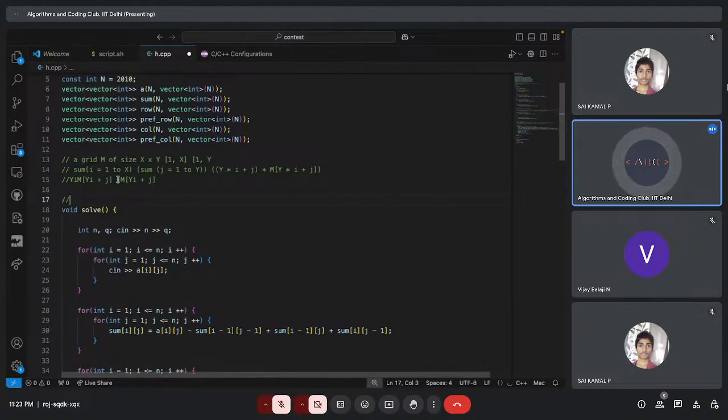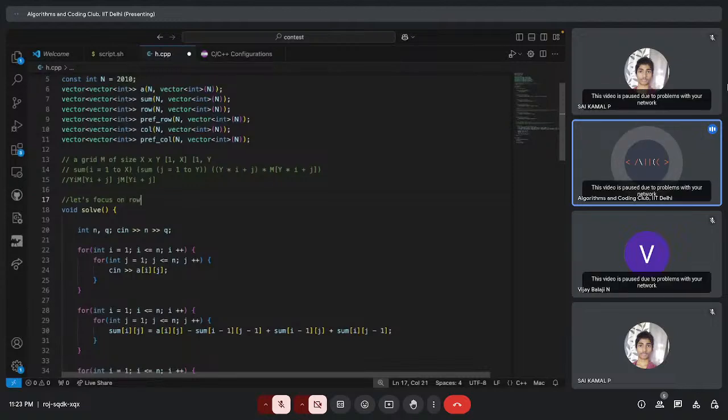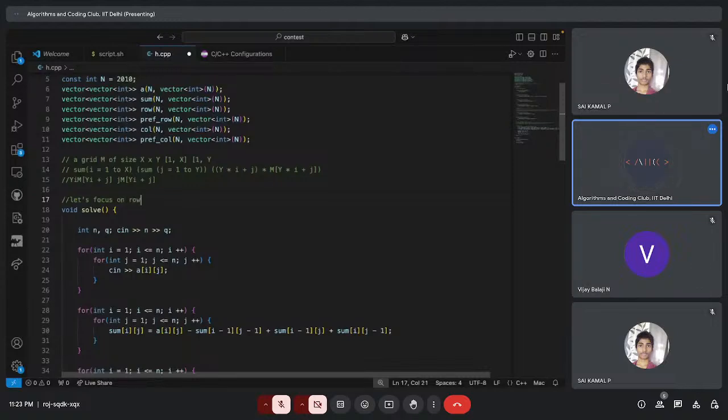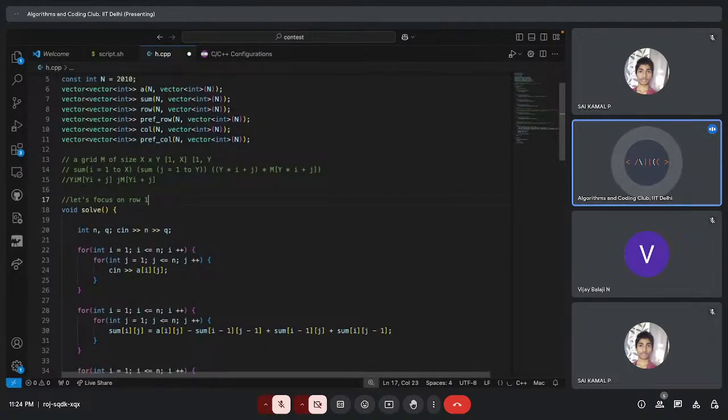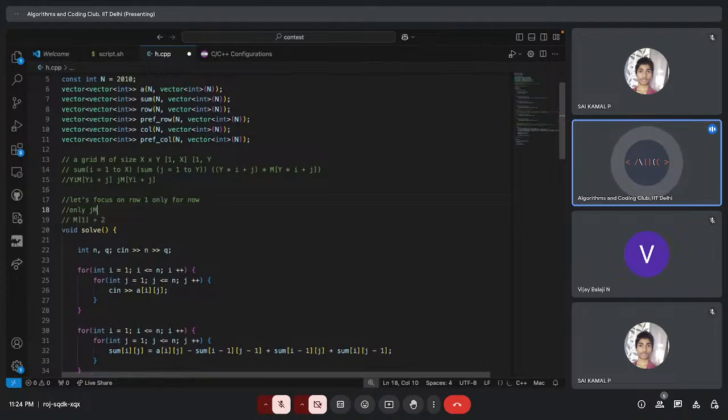Now we can observe that we can calculate this sum for a single one-dimensional array. So let's focus on row i only, row 1 only for now. If we consider only the j times m(y i + j) contribution, then we needed to find m1 plus 2 m2 plus and so on up to plus y times m y.